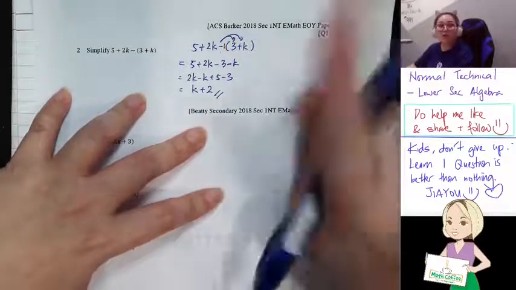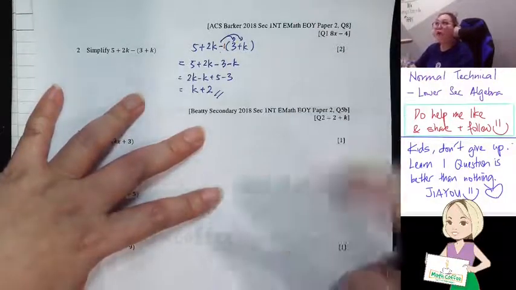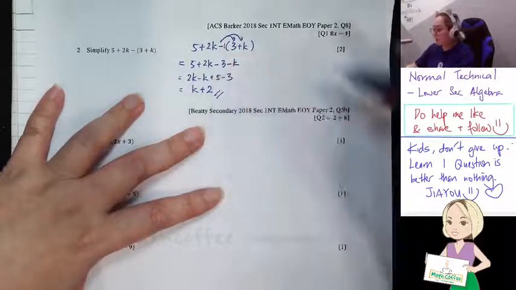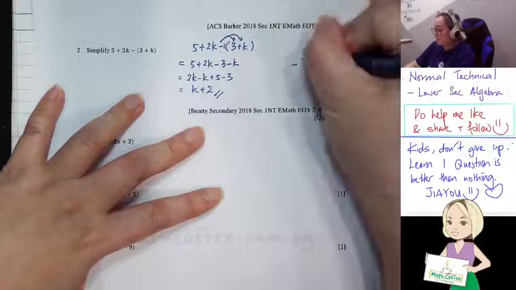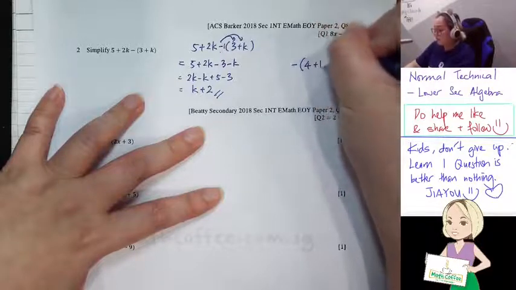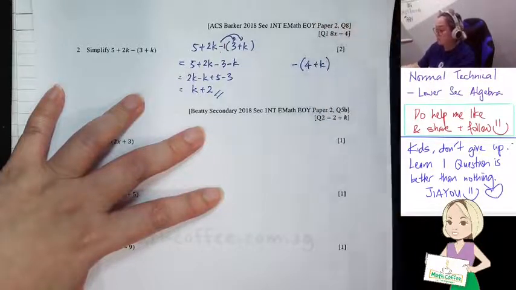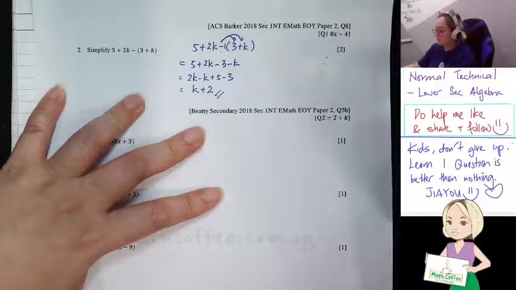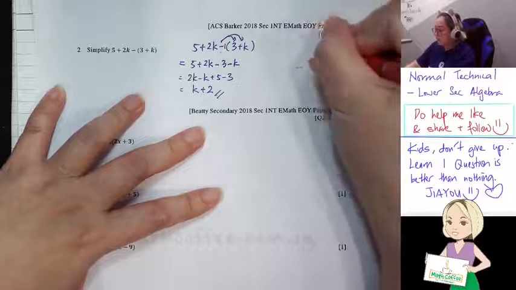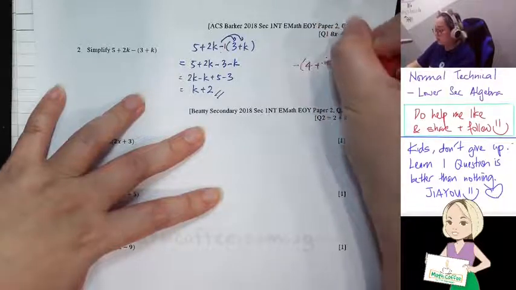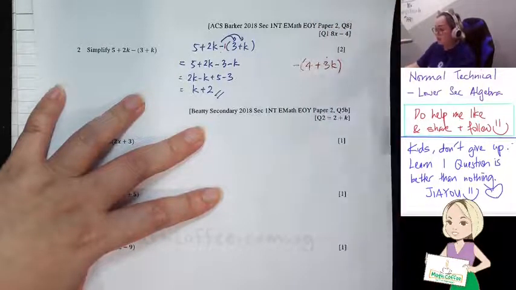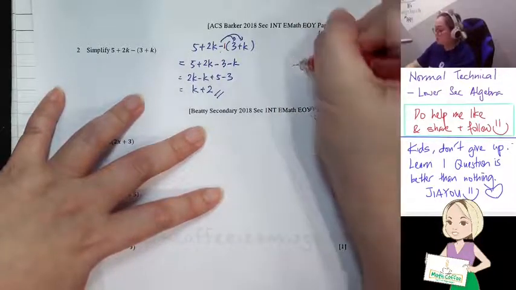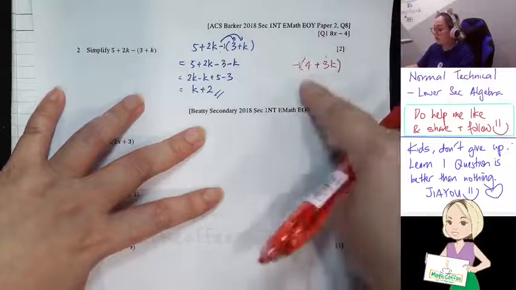Doesn't matter. The common problem with students is they don't know how to do the rainbow behind. When they see minus, then bracket 4 plus 3k, for example, they don't know what to do. The trick is you can just put an invisible 1 there.